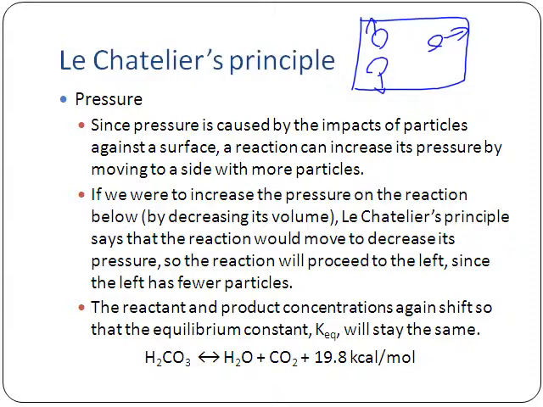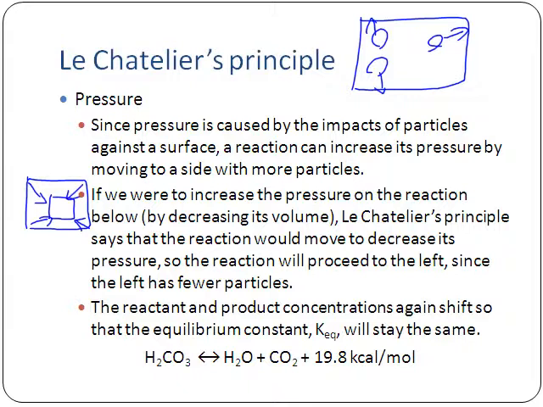Since pressure is caused by the impact of particles against the surface, a reaction can increase its pressure by moving to the side that has more particles. If that side has more particles on it, there are more impacts hitting the wall, and as a result, there's going to be a greater pressure. So if we want to increase the pressure on this reaction below, once again our carbonic acid reaction, we have to do this by decreasing the volume. We had some gas in some container, and we squeeze it in so that now it's in a smaller container. Same gas is in here, and this is how we increase the pressure.